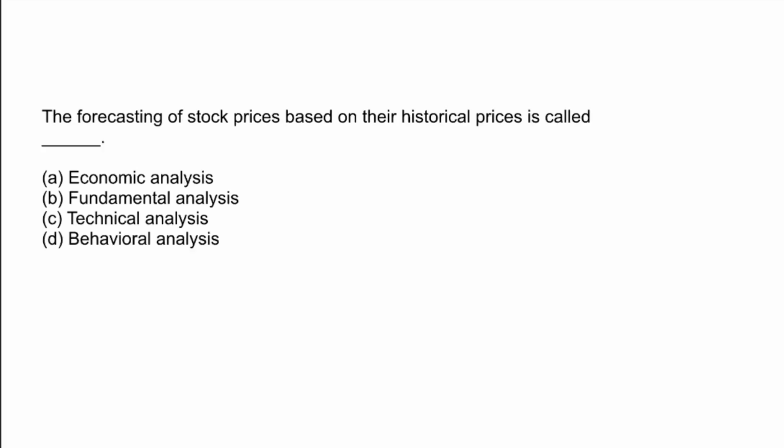Going to the next question, the forecasting of stock prices based on their historical prices is called as A, economic analysis. B, fundamental analysis. C, technical analysis. D, behavioral analysis. And the correct answer is technical analysis. Technical analysis is when you look at the price trend and looking at those trends you make a prediction of how the stock is going to perform in future.